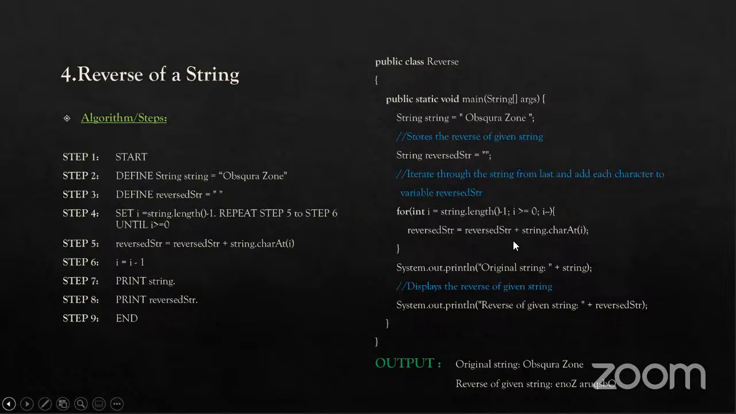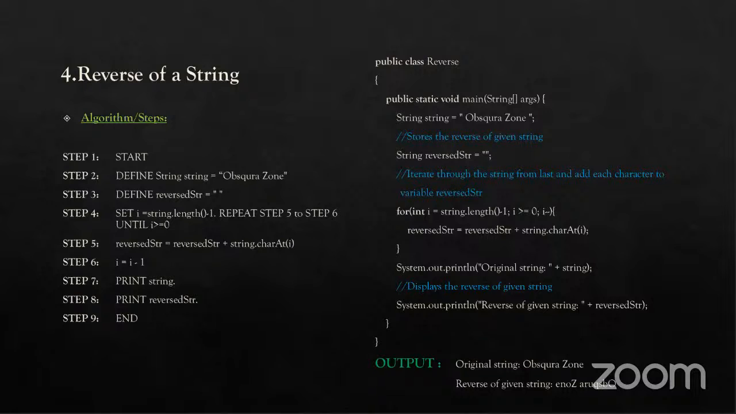This will iterate up to that, and we are just printing the original string plus the reversed string. Inside the original string variable we have the original string, and inside the reverse str we have the reversed string. So the original string and the reverse of the given string we will get like this. So I think this is clear about how to reverse a string using a for loop.